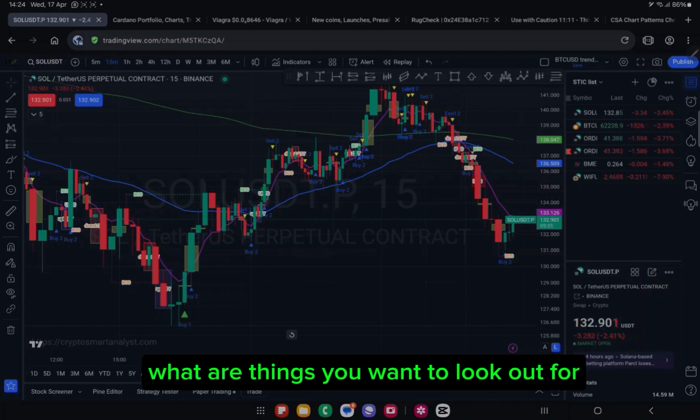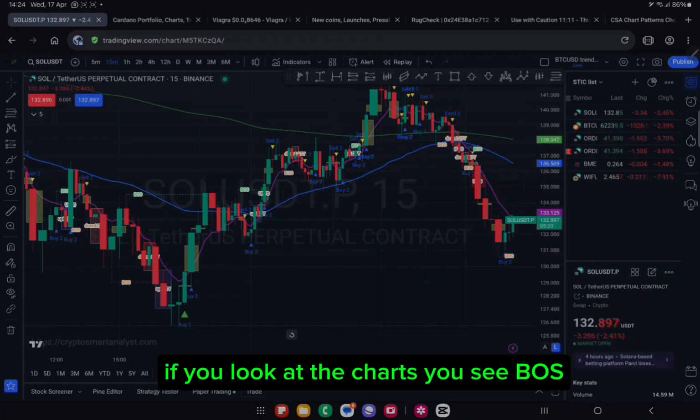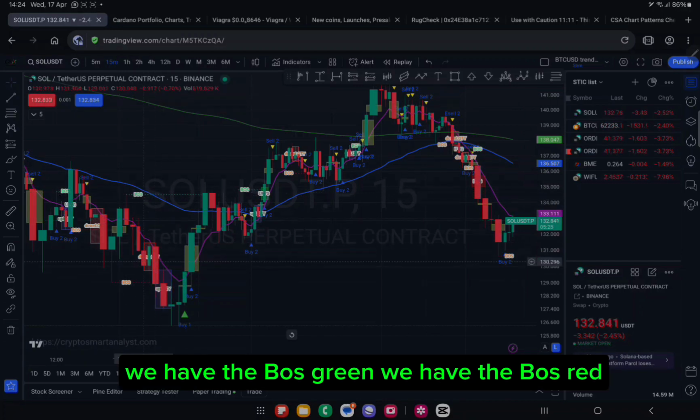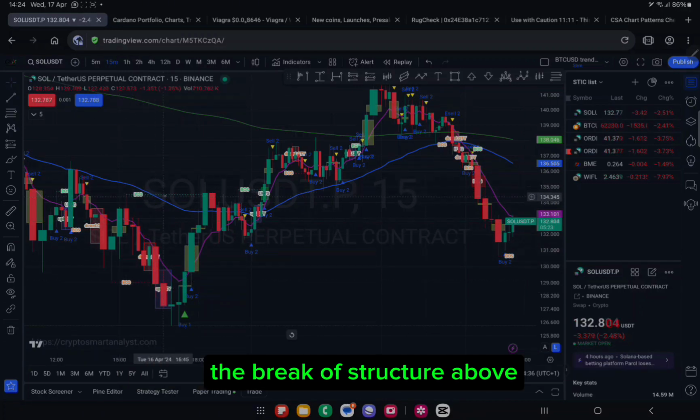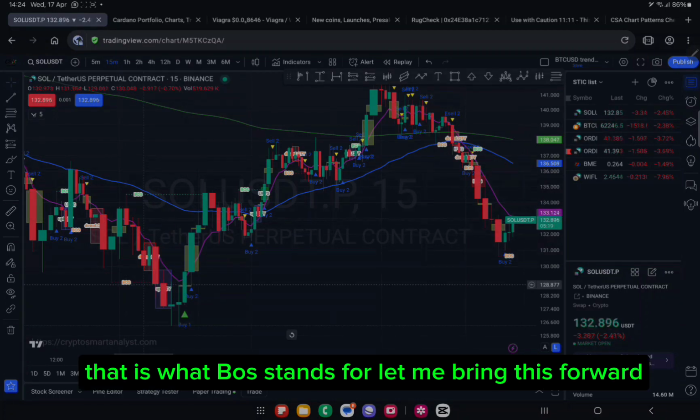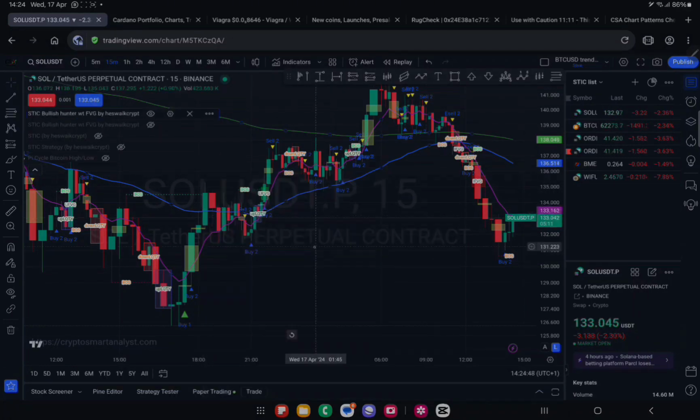What are things you want to look out for? If you look at the charts, you see BOS. BOS means break of structure. We have the BOS green, we have the BOS red. The break of structure above and the lower break of structure. That is what BOS stands for. Let me bring this forward. Visible, bring in front. Good.